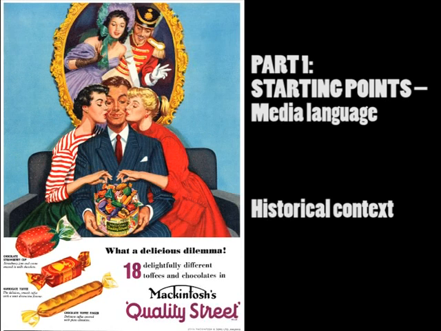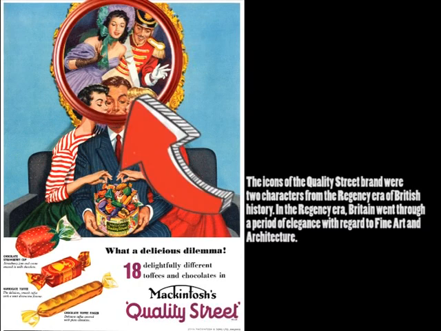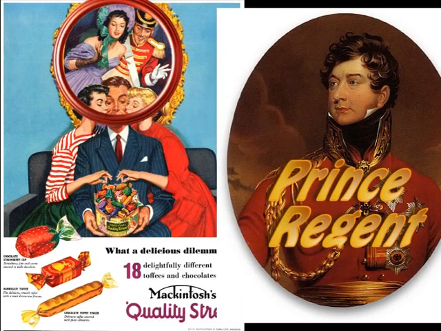Part 1. Starting points. Media language. Historical context. The icons of the Quality Street brand were two characters from the Regency era of British history. In the Regency era, Britain went through a period of elegance with regard to fine art and architecture. The Regency era could also be compared to the 1950s for its significant social and cultural development. Between 1811 and 1837, the country was under the rule of Prince Regent, and developments in technology, e.g. the steam-powered printing press, fashion and architecture were mirrored by a population boom. These similarities can be compared to England in the 1950s.